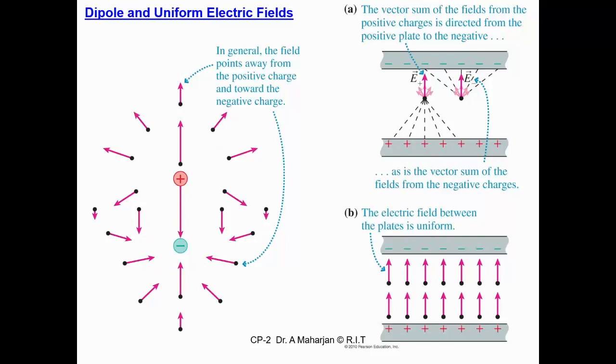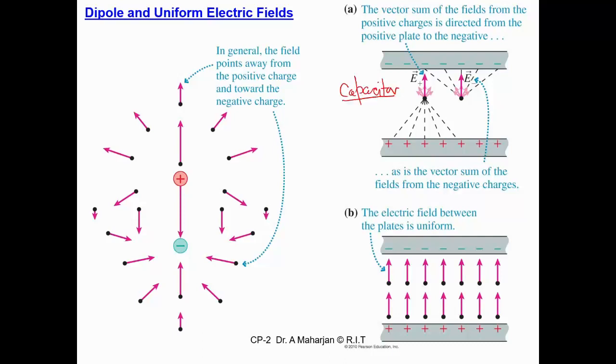However, if you have two parallel metal plates separated by a distance, two charged metal plates, the electric field between these two charged metal plates will be uniform like this. It's also called a capacitor. This is a capacitor. We'll talk about that in electricity.